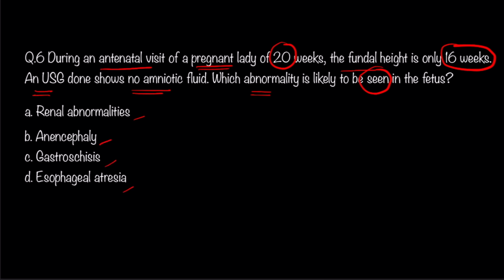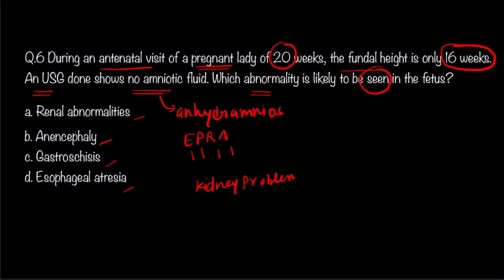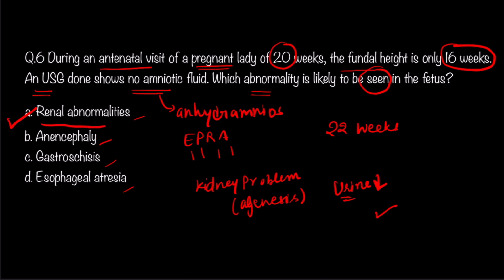So, the patient has no amniotic fluid with less than normal fundal height, which suggests anhydramnios or EPRA, which is also known as early pregnancy renal anhydramnios, which is caused by the fetal kidney problems, agenesis or malformation, preventing the baby from producing urine, leading to a severe lack of amniotic fluid by mid pregnancy, that is about 22 weeks of the gestation. So the correct option here is option number A, that is renal abnormalities.